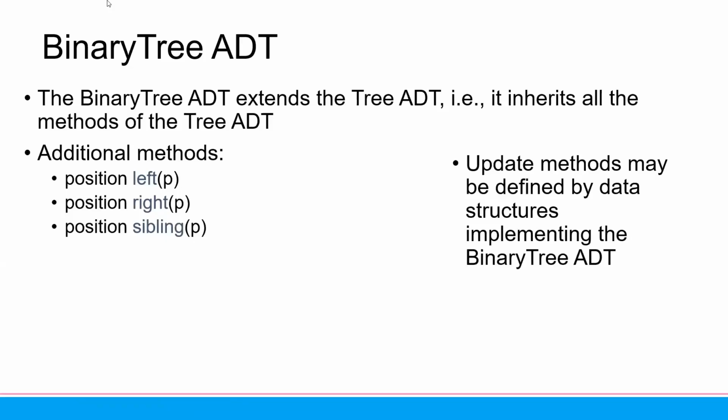For the binary tree, okay. Binary tree, as you know, we have left and right. And there is the ADT, the abstract data type. The binary tree ADT extends the tree ADT. So that is, it inherits all the methods of the tree ADT.